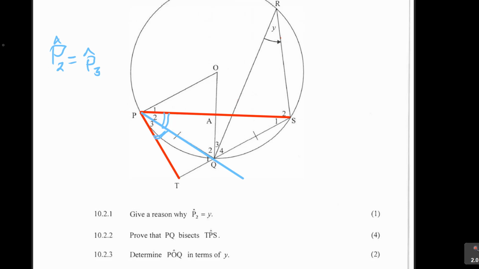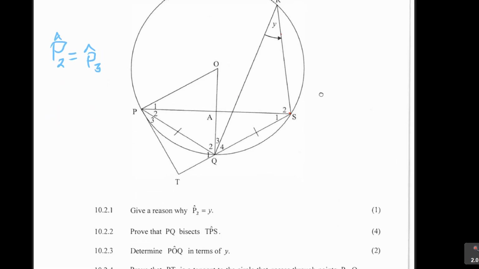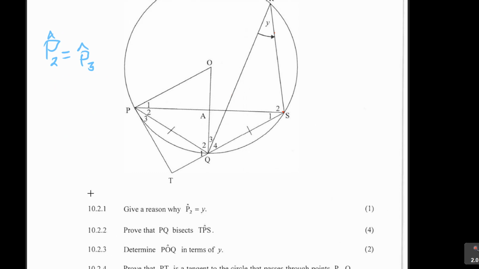So now, how can you go about that? Now, look at this again. There is a hint here. They told us that PT is a tangent, right? They said the tangent at P meets SQ projected to T. So this is a tangent here.